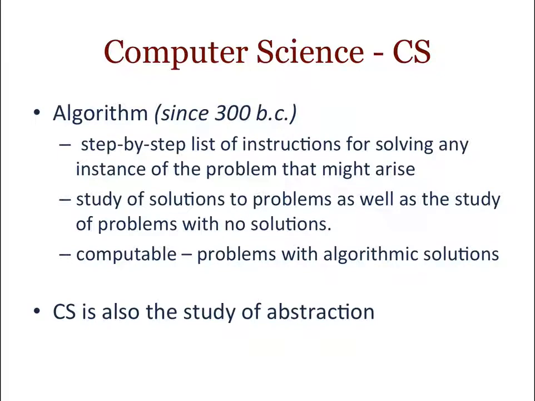Now, of course, computers came along a lot later. We primarily still look at how do you do algorithms, but it's within the context of eventually realizing it on a computer. But basically, in computer science, you're studying algorithms. Now, the study of solutions to problems, as well as the study of the problems with no solution, turns out to be part of computer science.